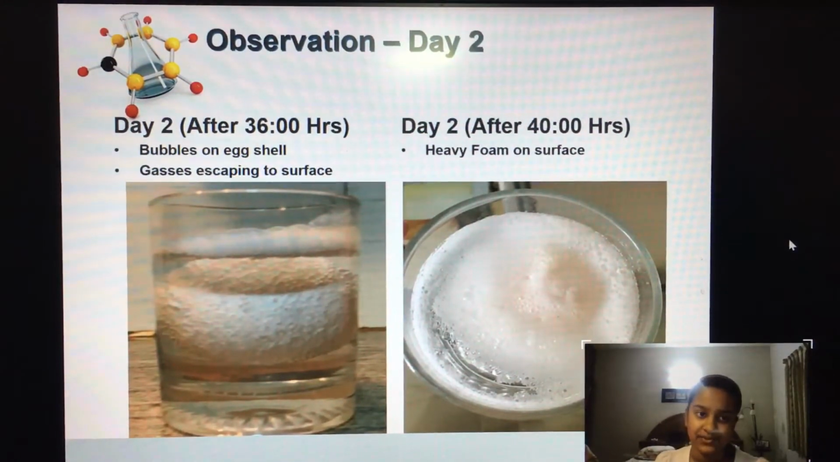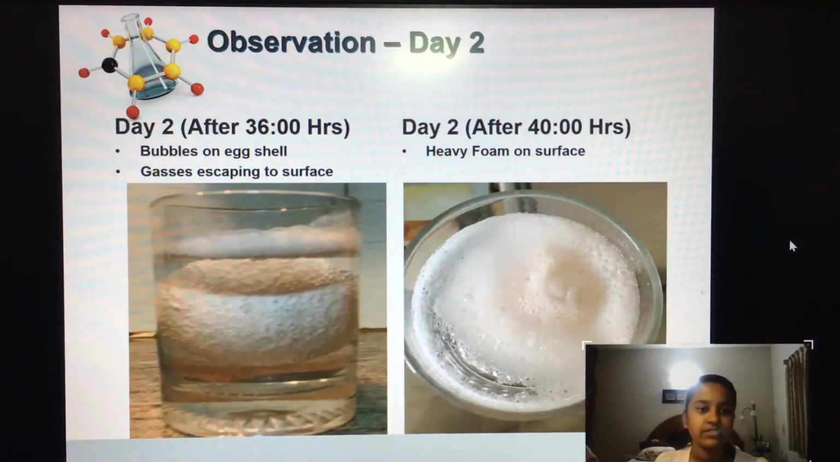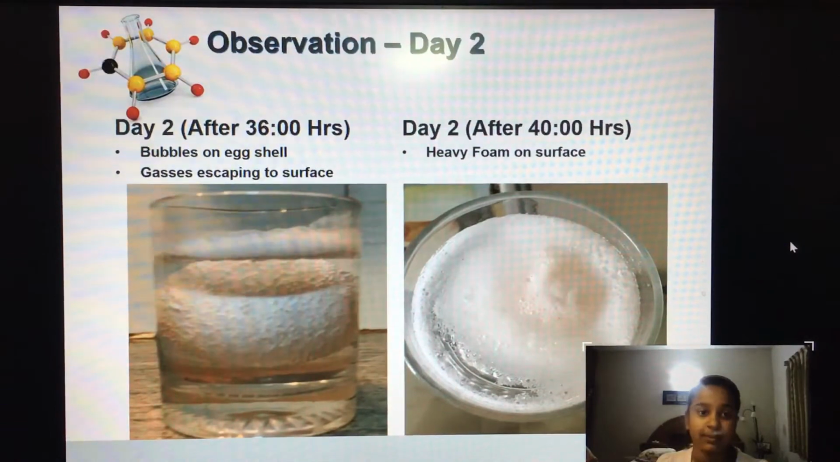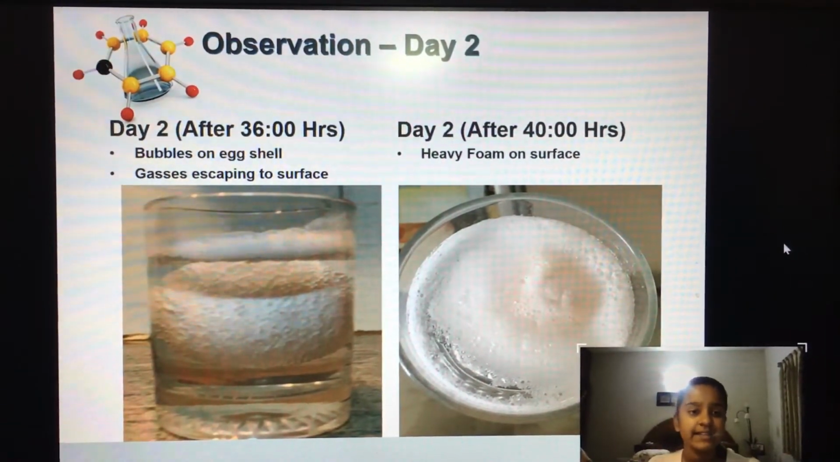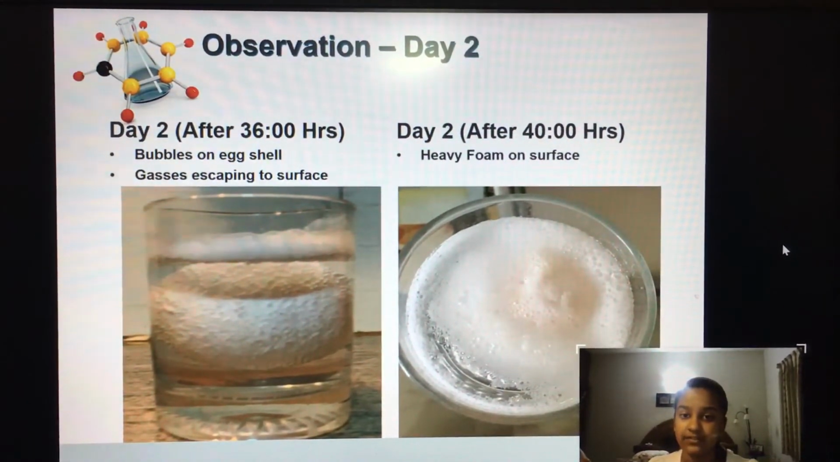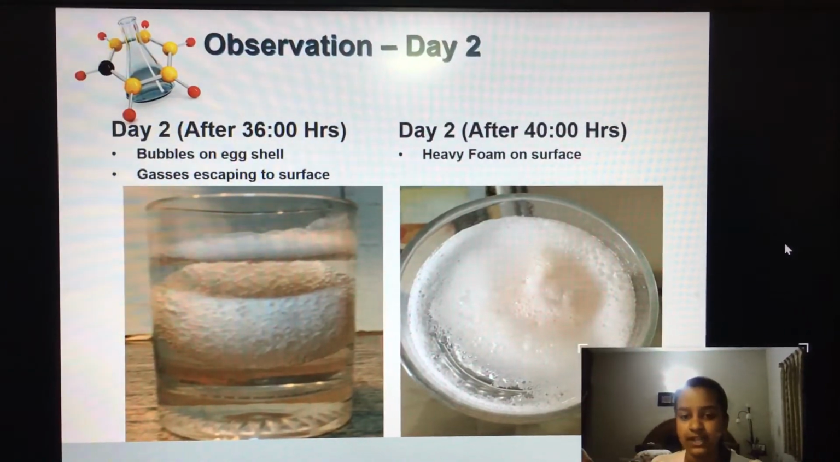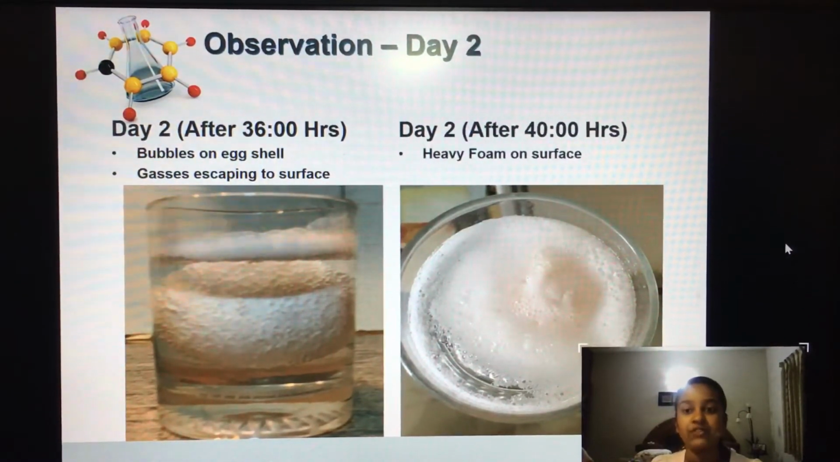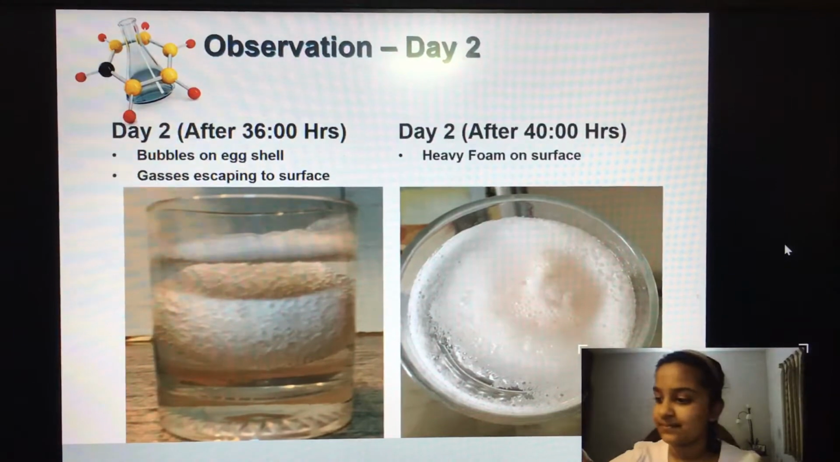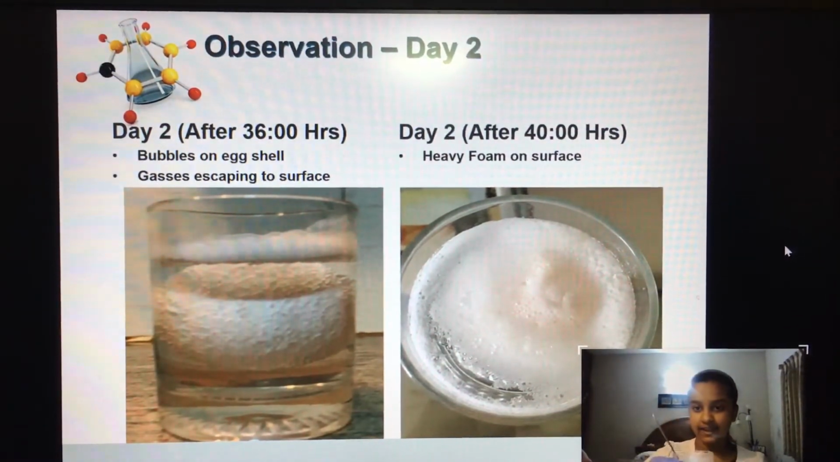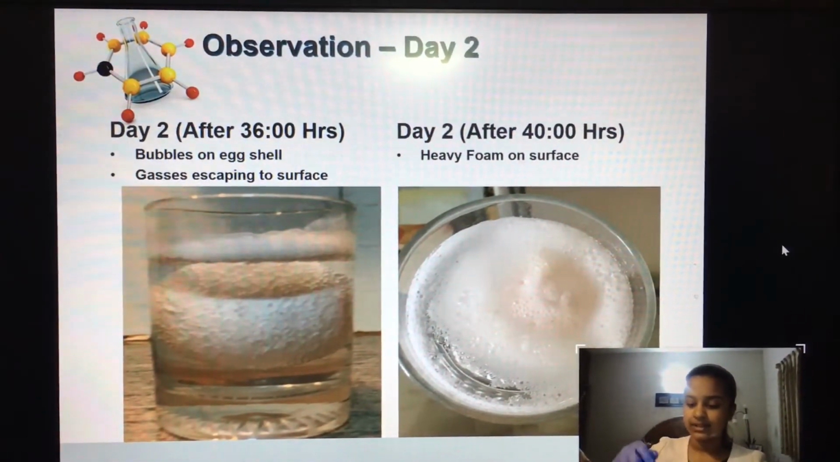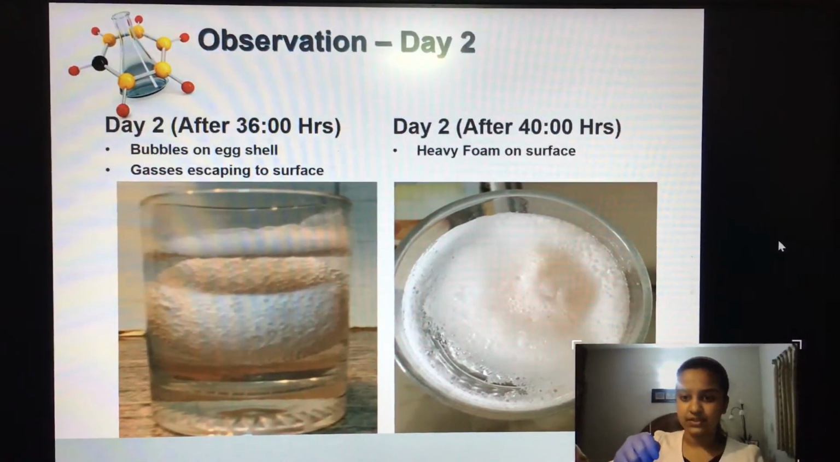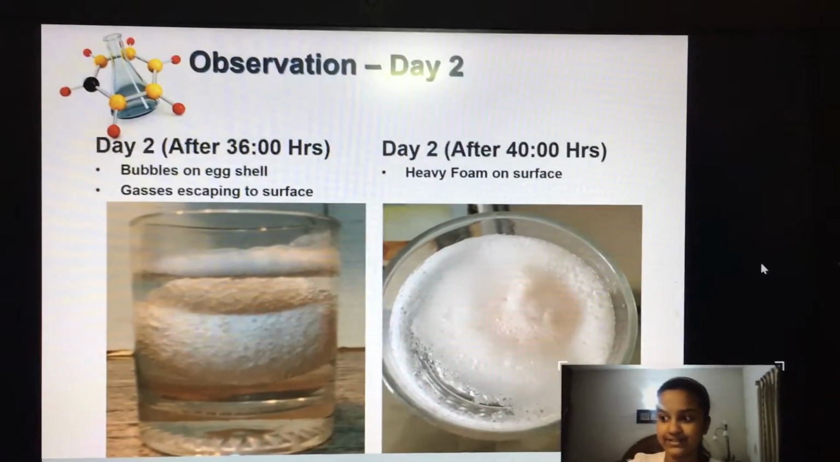Observation on day 2. On day 2, we saw a lot more bubbles on the eggshell and gases escaping to the surface. And after 40 hours, we saw heavy foam on the surface. This is the egg after some more time. Can you see it's very squishy? It's really fun.